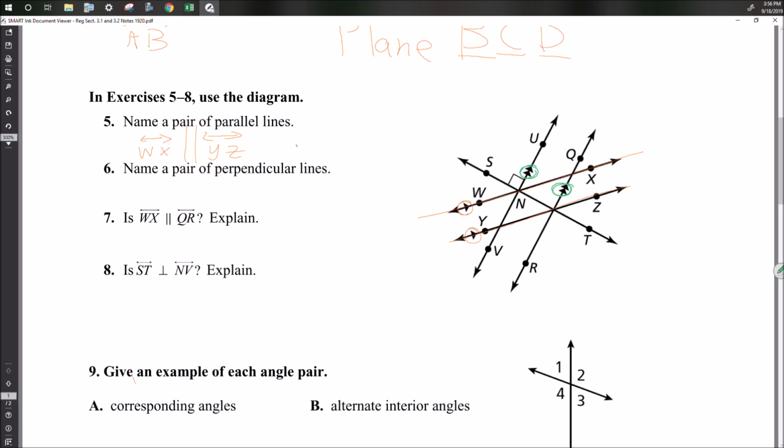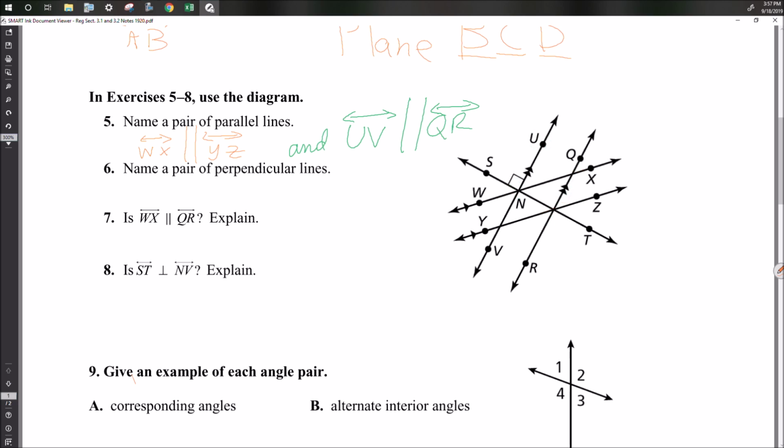And then we also have the second set. Now these lines have 2 or 3 points on them. This is point N right here. We only need to name 2 of those points on that line, so we either need to call it line UN, line UV, or you can also call it NV. Any of those would be fine. I'm going to use UV though. So line UV is parallel to line QR or RQ. So that's our 2 pairs of parallel lines.